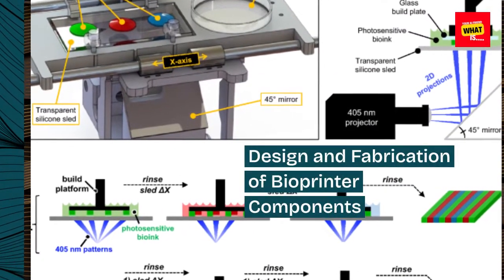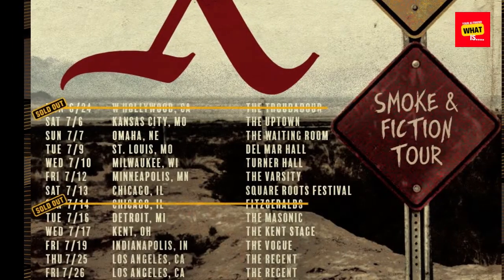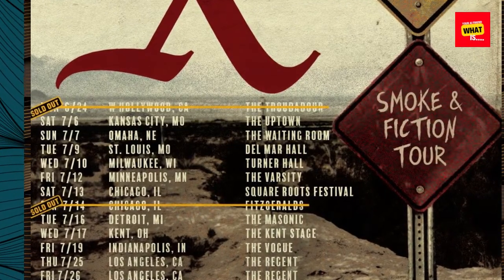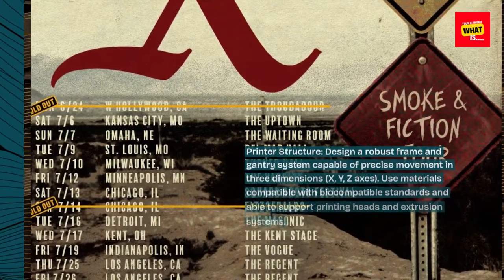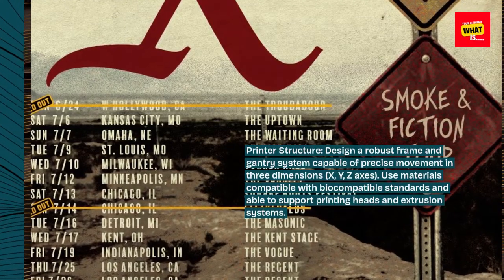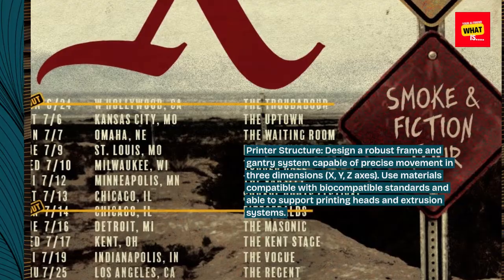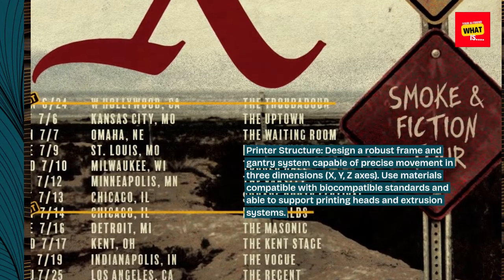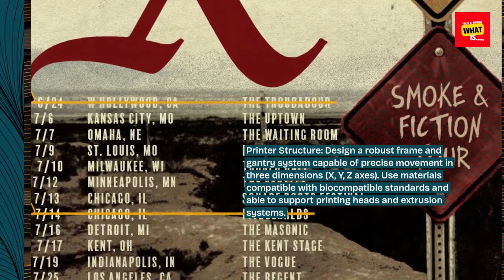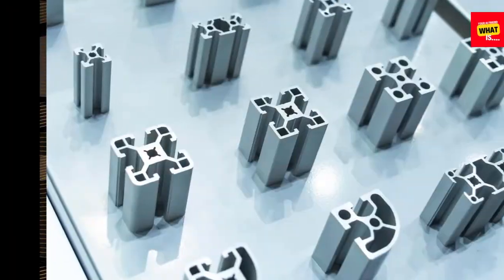Design and fabrication of bioprinter components. Printer structure. Design a robust frame and gantry system capable of precise movement in 3 dimensions, X, Y, Z axes. Use materials compatible with biocompatible standards and able to support printing heads and extrusion systems.